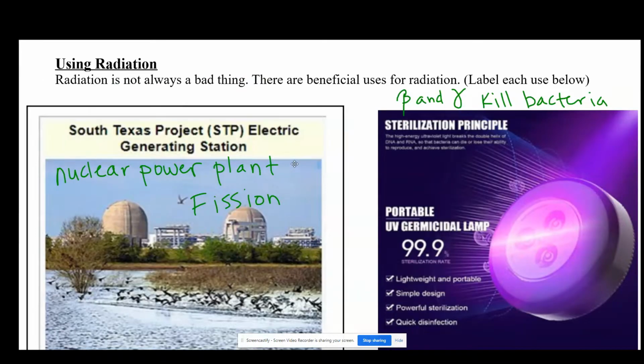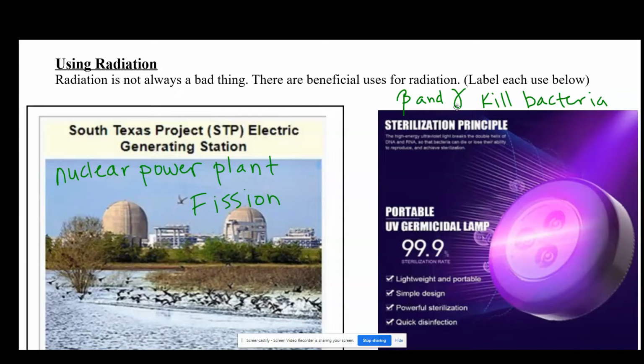Okay, now radiation is not always a bad thing. We do use it for good, okay? And so here we use it to create power. This is a nuclear power plant, really not very far from us, right down the road, kind of a little past the Galveston area. And it's where fission takes place.